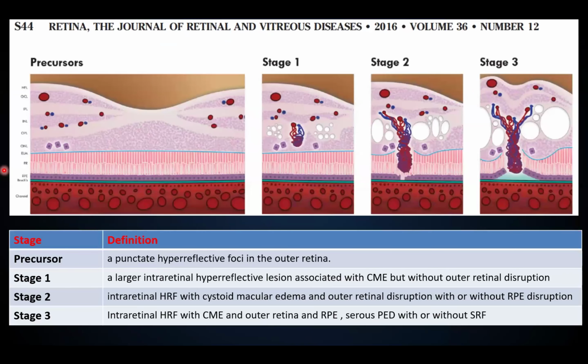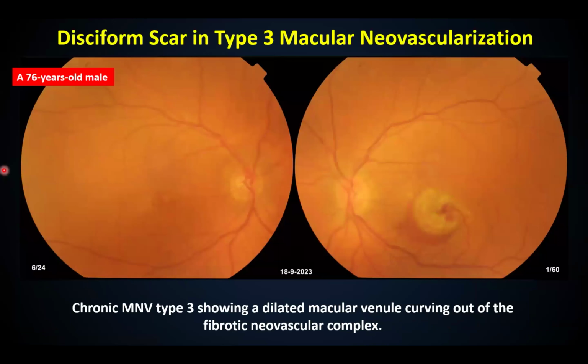And regarding the second case, it was nice. I would pick it, and we cannot miss this disciform scar in type 3 macular neovascularization. We can see this scar, and the scar is whitish with a base full of hemorrhage, and the patient is 160. It was an end stage after many trials of injections.